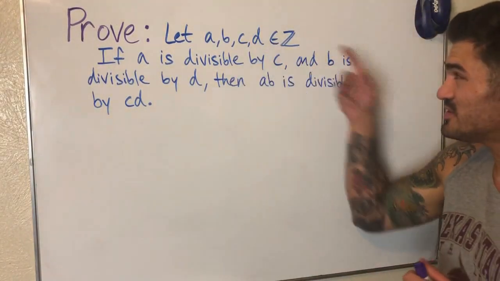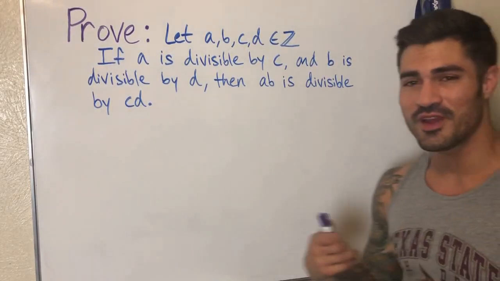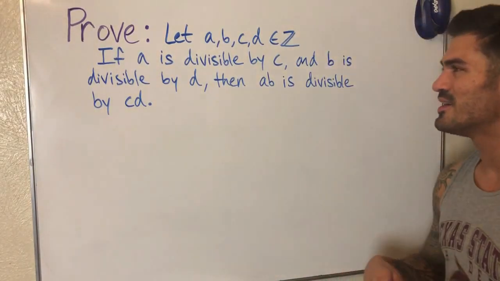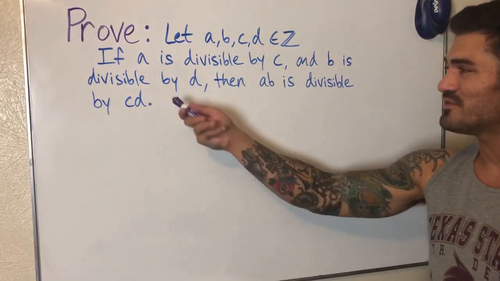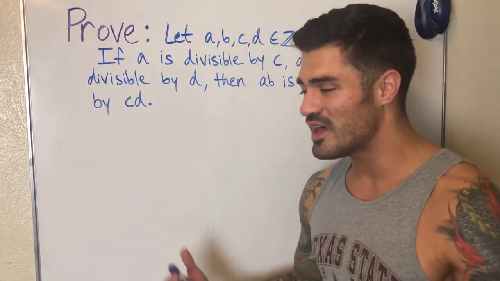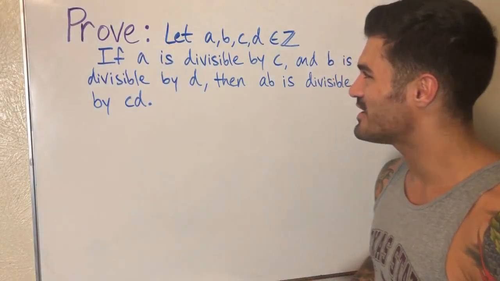Alright, let A, B, C, and D be integers. If A is divisible by C, we're finally using this divisibility. I showed the definition, I was like, I gotta put one example like this. If A is divisible by C and B is divisible by D, then A times B is divisible by C times D. It's a lot of words, a lot of letters, no numbers. Let's dissect this, see if we can understand it.